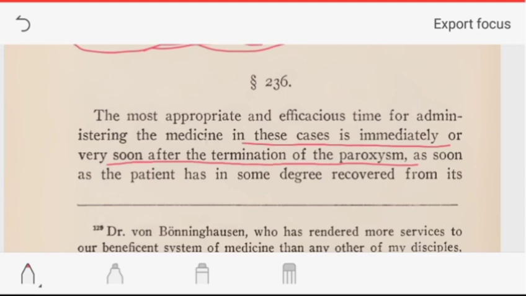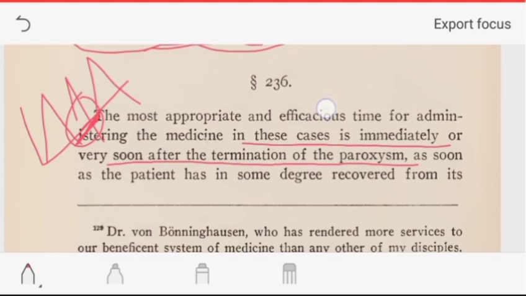We give the medicine to the patient at the time of termination of the paroxysm. This is one paroxysm, this is another paroxysm. In the termination period there will be no fever. At that time we should give the most appropriate and efficacious medicine. Which medicine? A non-antipsoric medicine we give first.